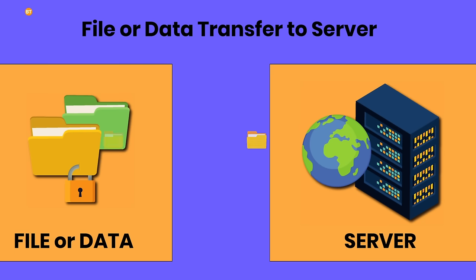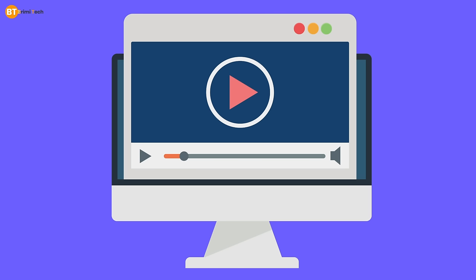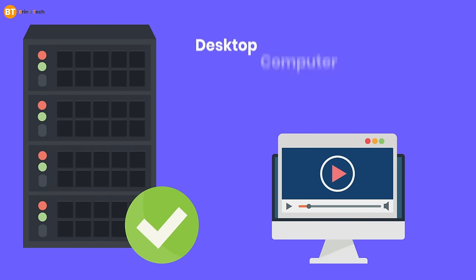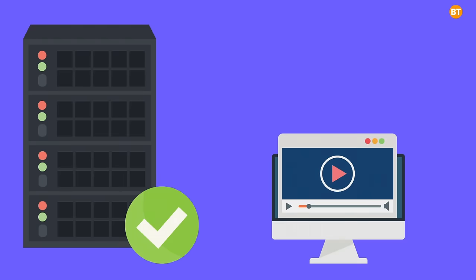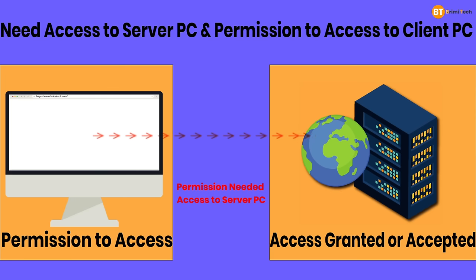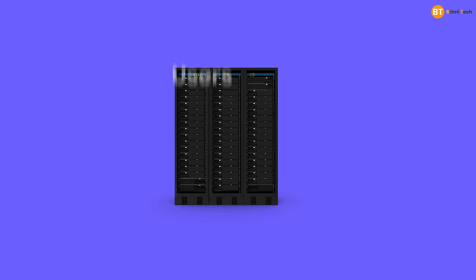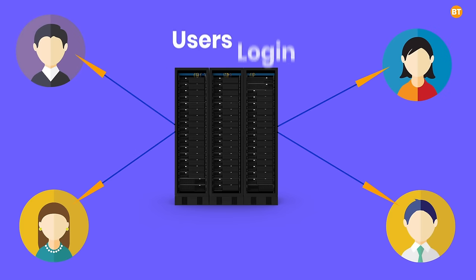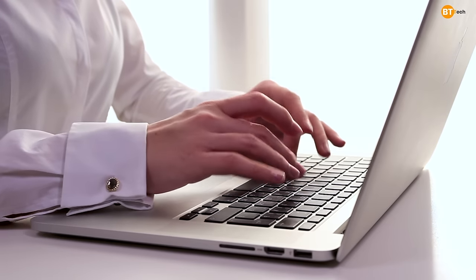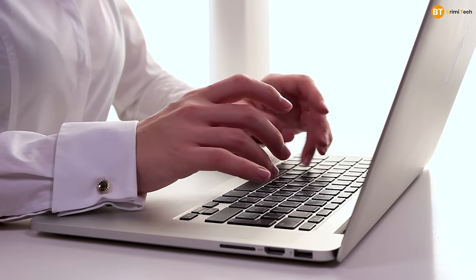Server machines can store a huge number of files, including data and applications, compared to a desktop computer. A desktop computer is smaller than a server computer. The desktop computer needs access to the server computer to do some particular tasks. The server computer gives access to the desktop computer and serves the purposes of the clients. A server allows several users to log in at the same time, but a desktop computer only allows one person to log in at a time.